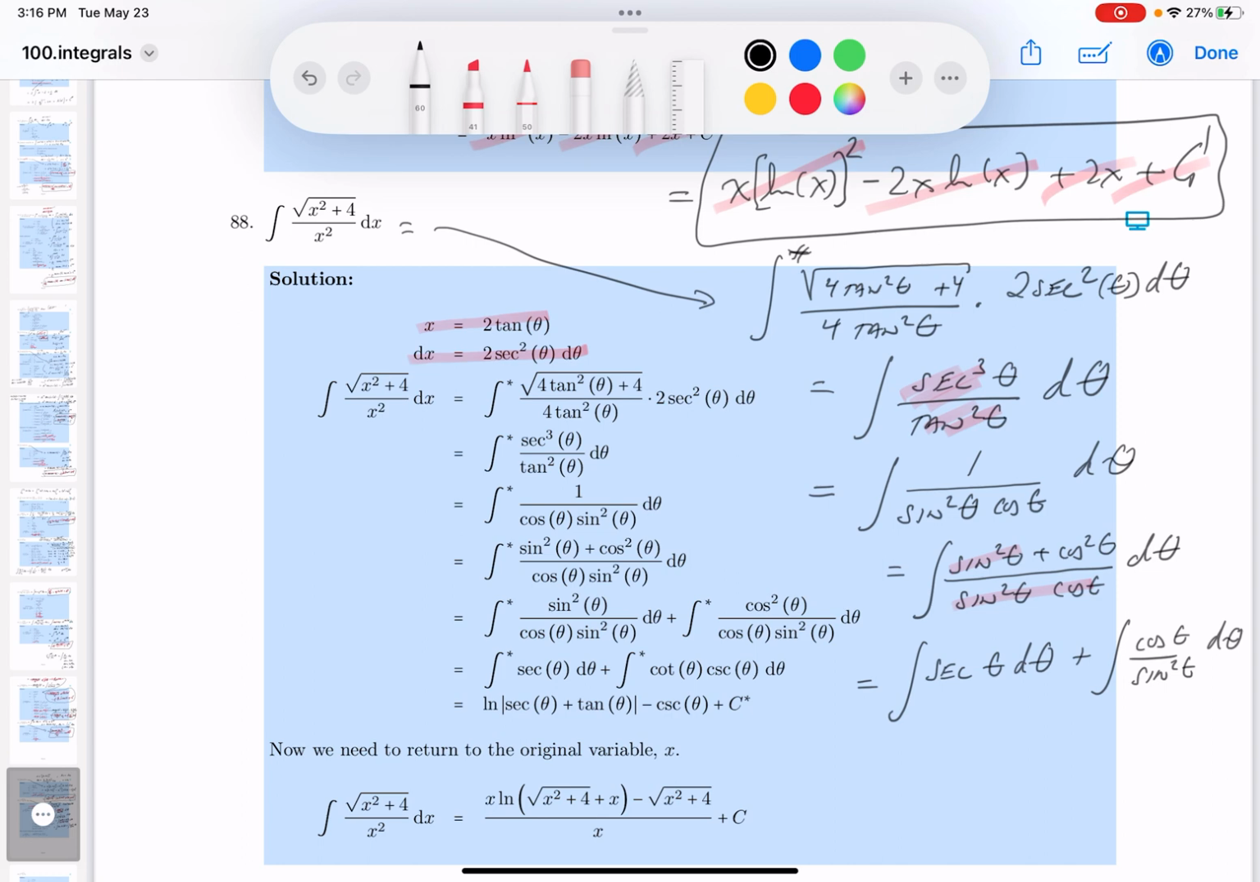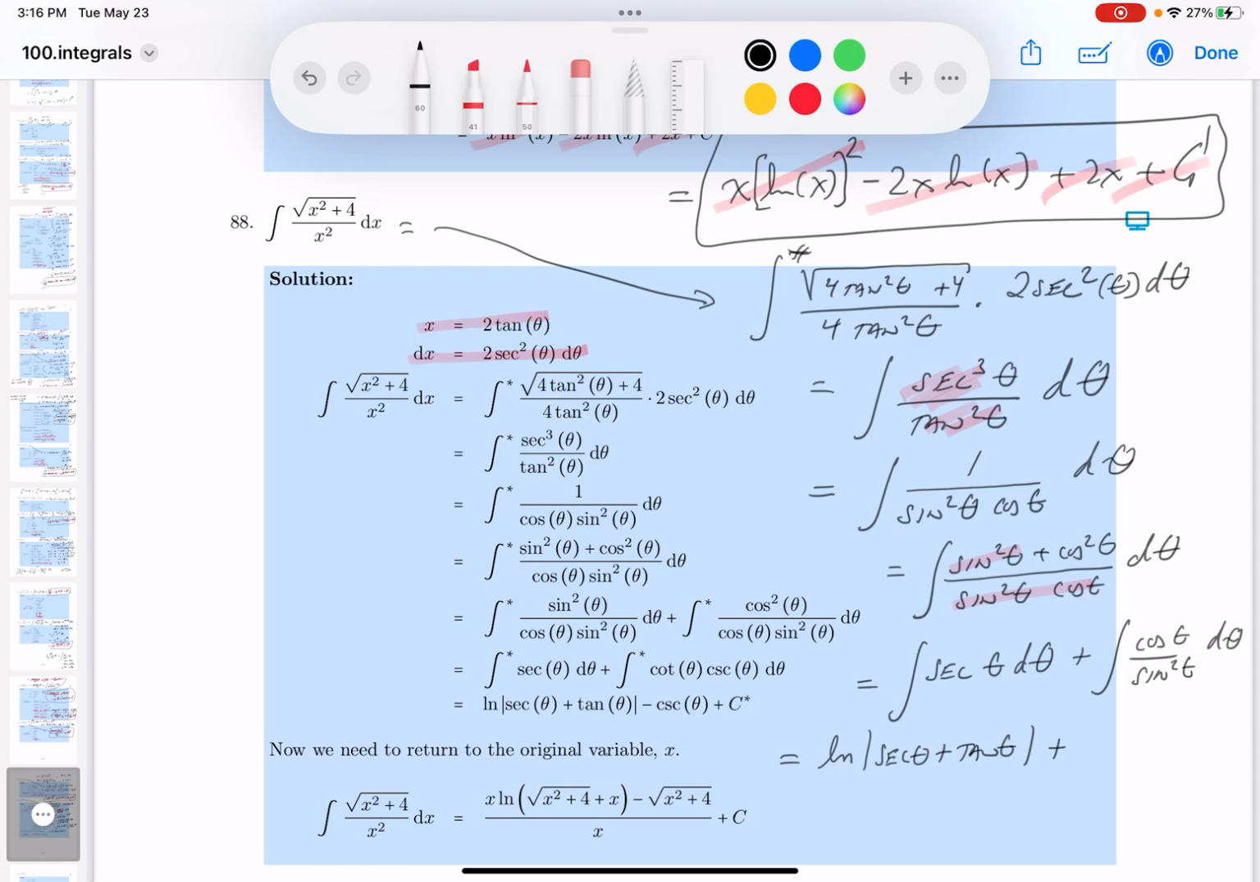I recognize I do know the answer for the secant theta, and this seems like a theme of this guy's problem set. So what's that going to be? The natural log, absolute value, secant theta plus tangent theta. Okay. The second guy, I'm starting to see something now. Might be different when I did the notes, by the way.